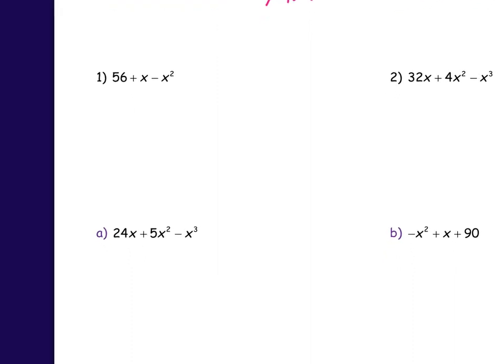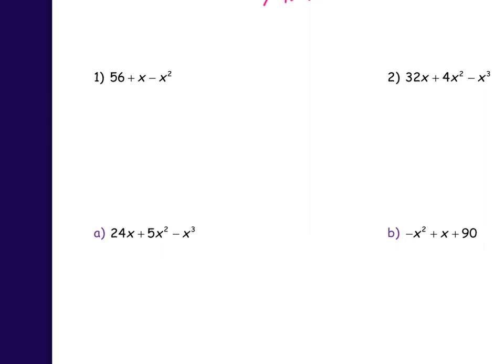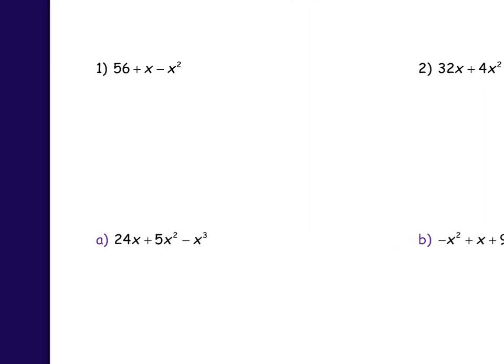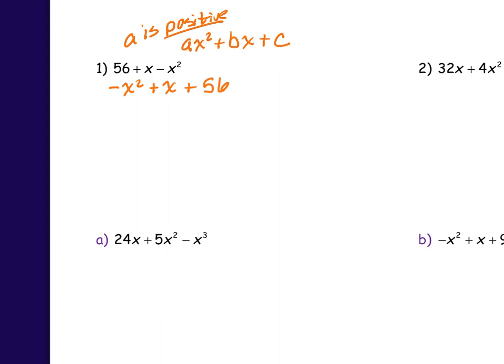So let's go ahead and go on to the next section here. It's not in standard form, so we need to write it in standard form. Remember standard form: ax squared plus bx plus c. And I also want to point out that a needs to be positive. So if I write this in standard form, I'm going to get negative x squared plus x plus 56. So a is not positive.